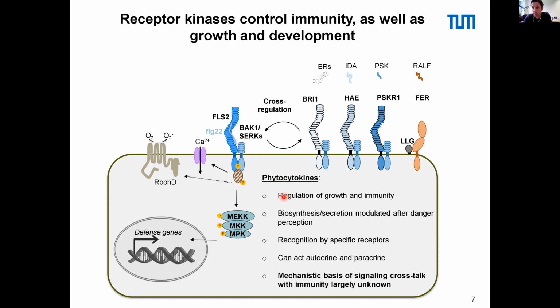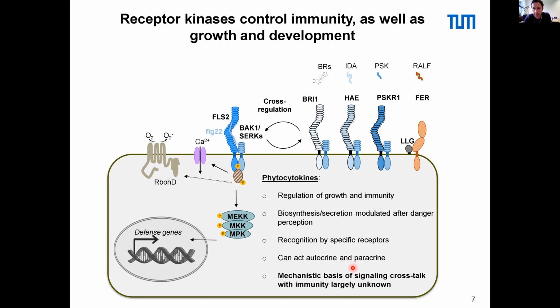And they are not evolutionarily related at all, but they share several common features. For example, both types of peptides do not only regulate immunity, but also growth. Their biosynthesis or secretion can be modulated after danger perception. They are recognized by specific receptors, and then they can function in an autocrine or paracrine manner, which means that they can affect their own secreting cell or tissues or cells distal to the actual secretion site.